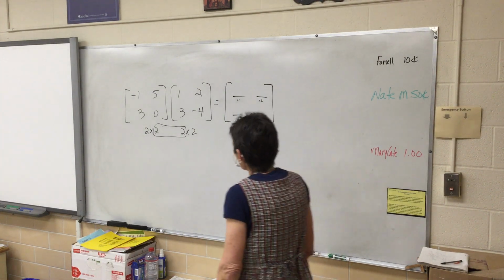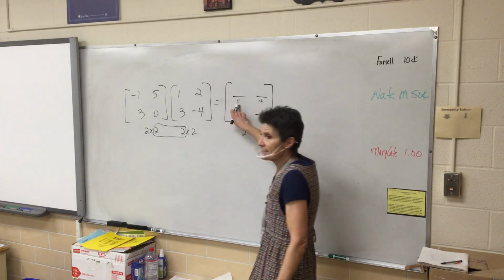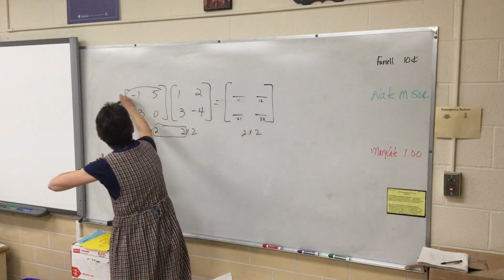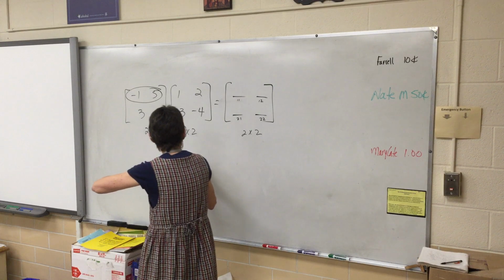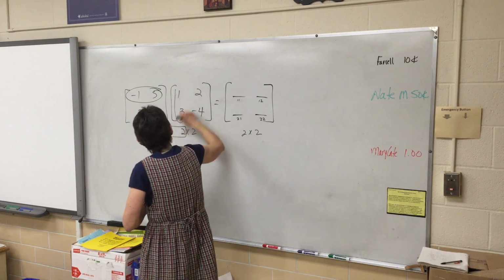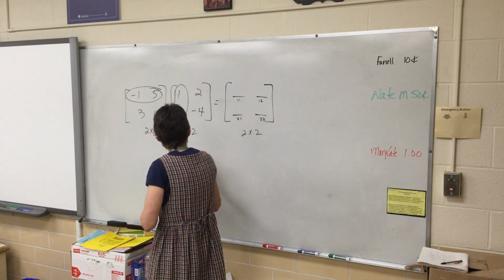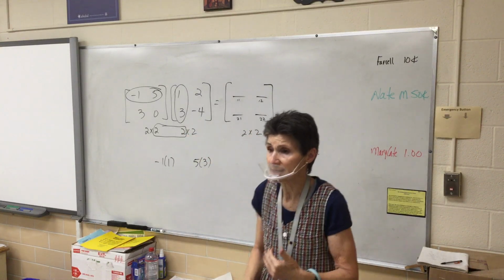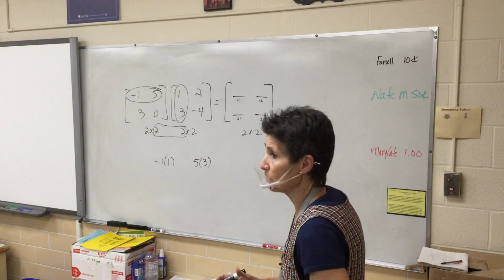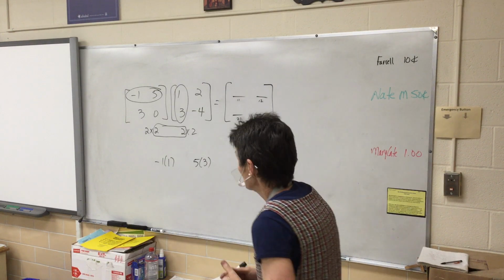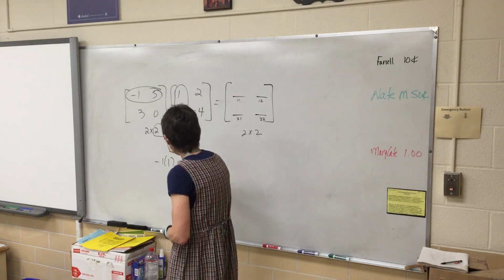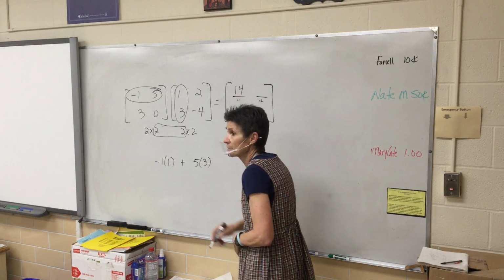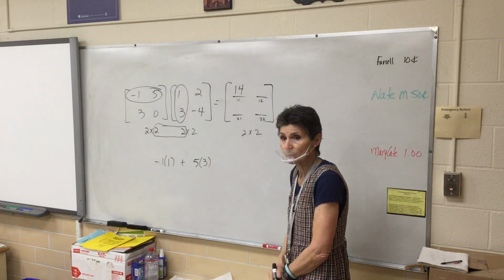Here we go. To find this number right here, I'm going to take the first row, -1, 5, times the first column, 1, 3. This is easy, but you have to be organized. So develop a system that works for you. You multiply each pair and add them up, so that first number is a 14. Jaden was right. They're not going to be the same thing.